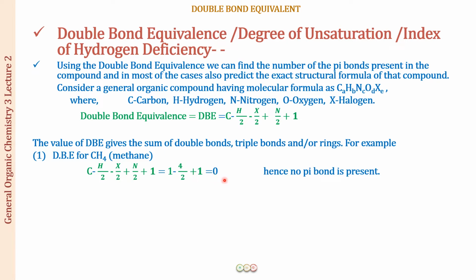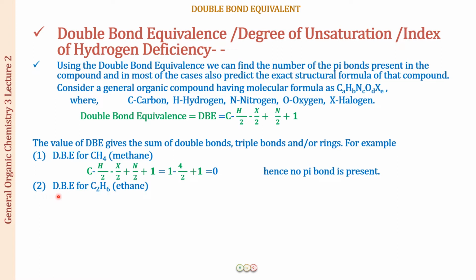So this is going to be 0, and this means that there is no pi bond or ring present in this structure. Just remember, when we have a zero value, it means all single bonds will be present in the structures that you draw. Next, let us see one more example.